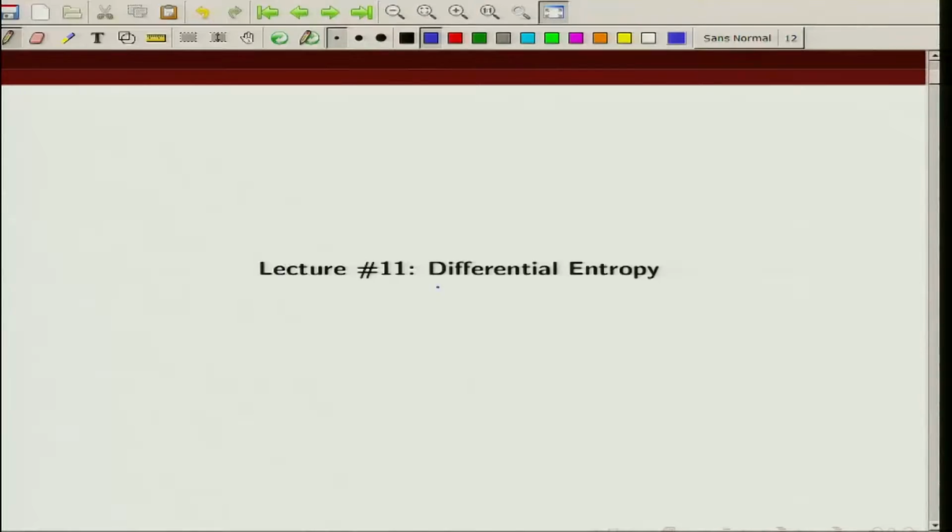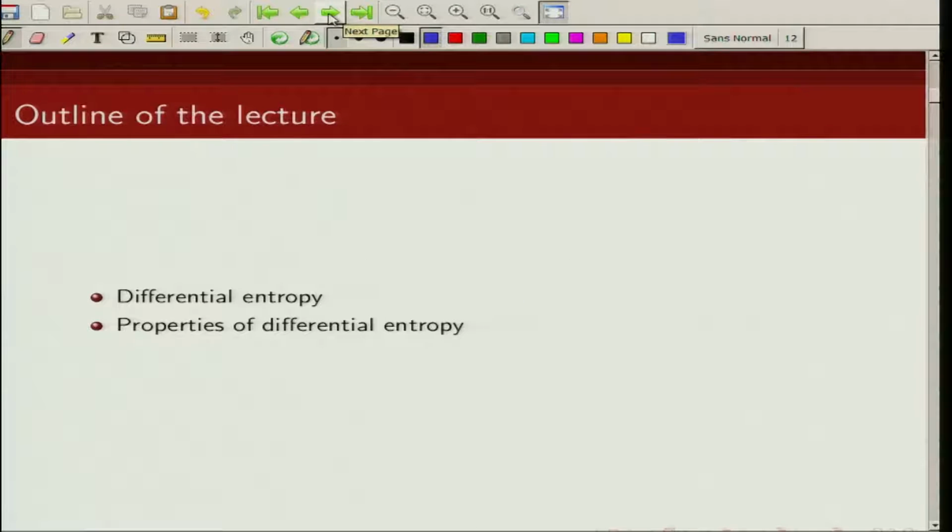So far we have been talking about discrete random variables and the entropy associated with discrete random variables, right? Now today we are going to talk about entropy for continuous random variables, and that is known as differential entropy. So it's the entropy of a continuous random variable. So in this class we will define what differential entropy is, and we will prove some properties of differential entropy.